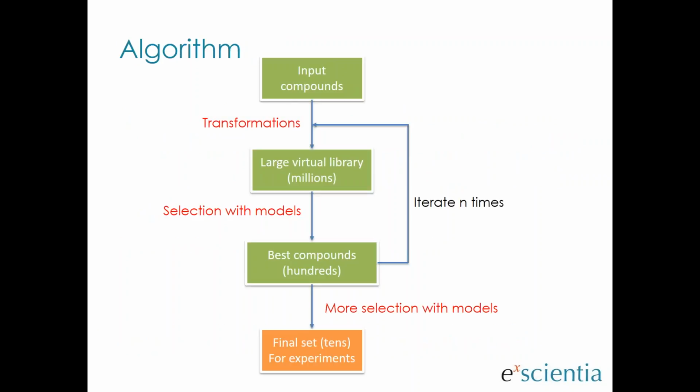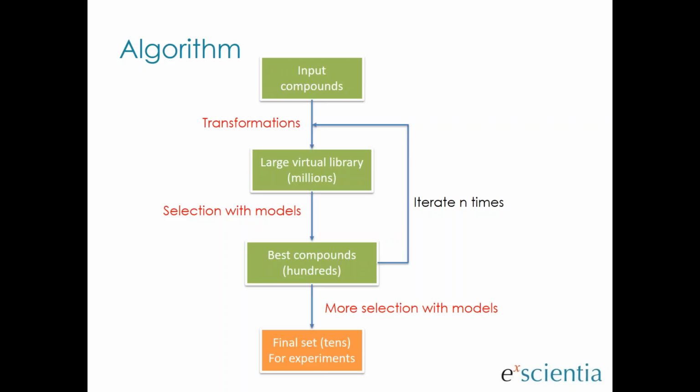So what are we doing? We try to have an algorithm. We take some compounds as input. We transform those compounds using a set of transformations into a very large library. It could be millions of compounds. Then we use some models to take the best compounds. We can also use QED at that stage. And we may try to do this step multiple times to have better compounds.